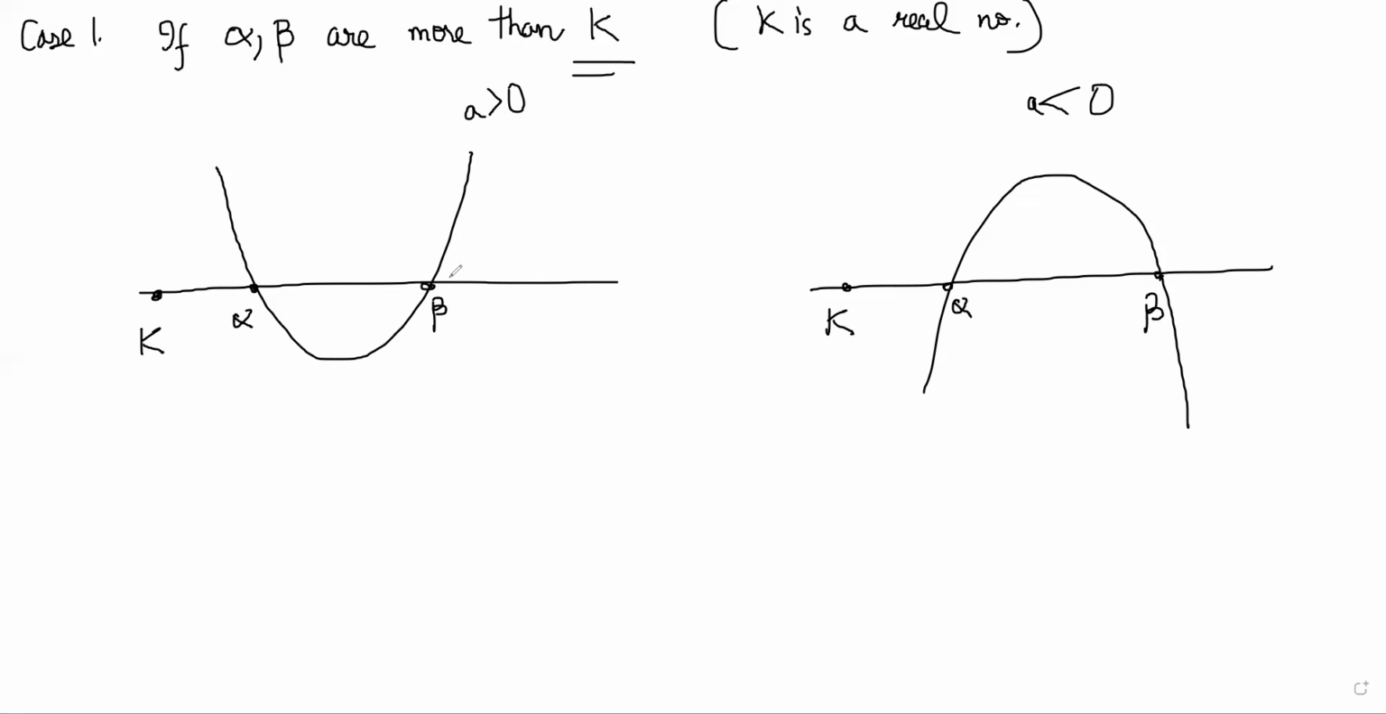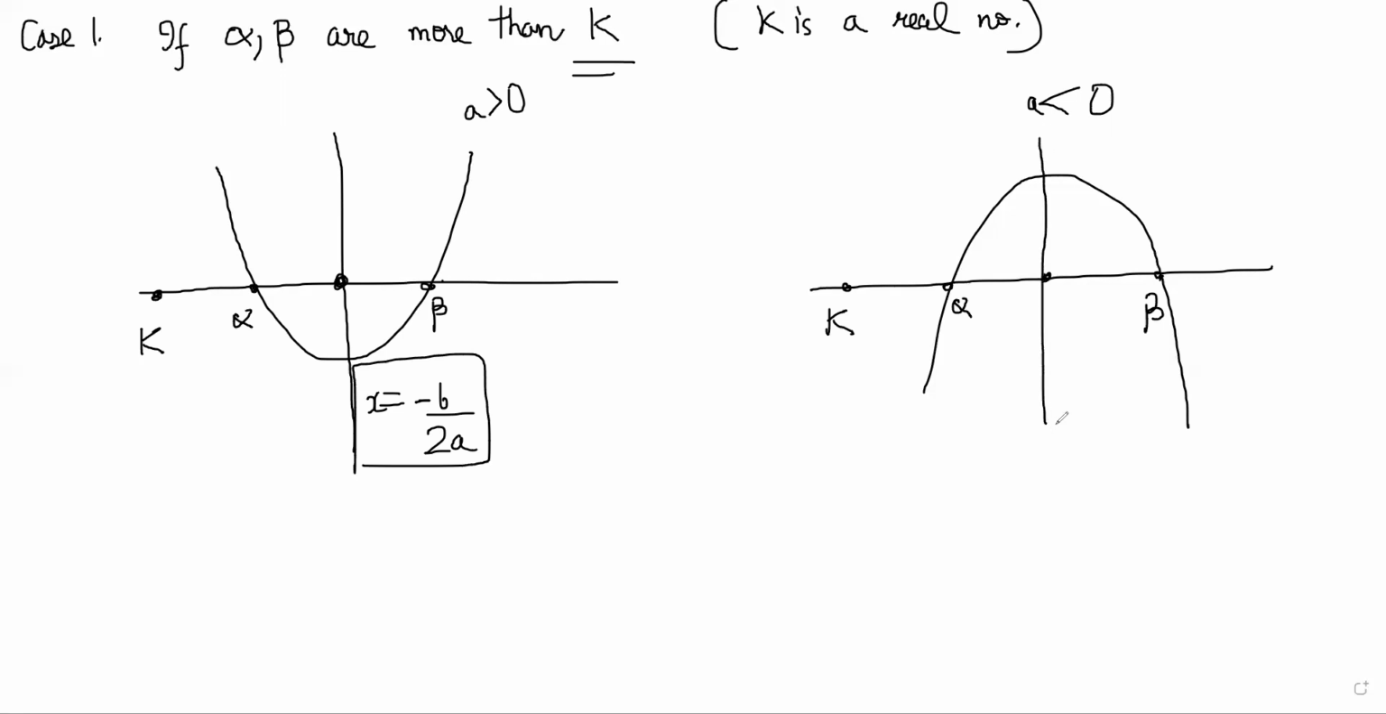So in this case, we can say the conditions are the vertex of the parabola here is x is equal to minus b by 2a. This point here, which is the midpoint between the roots, is x is equal to minus b by 2a. Similarly, vertex of the parabola here is again x is equal to minus b by 2a. And what we have to say in both the cases, we have discriminant should be greater than 0 because two roots are there, and you should have k is less than minus b by 2a.